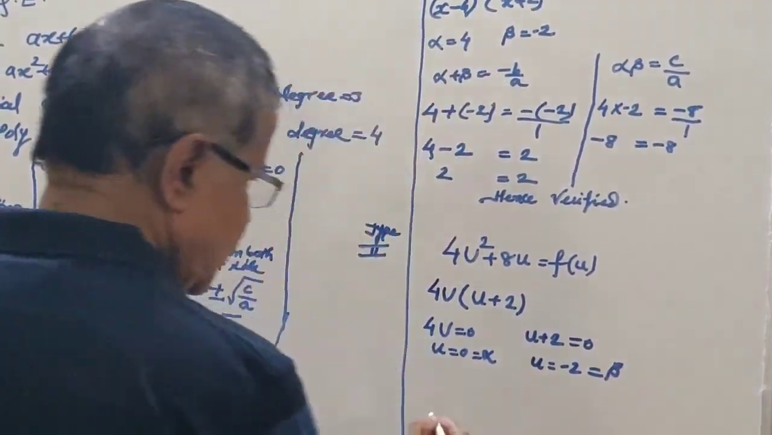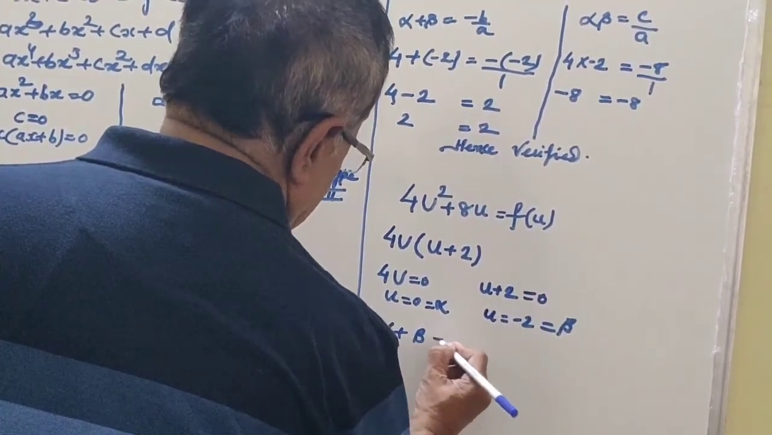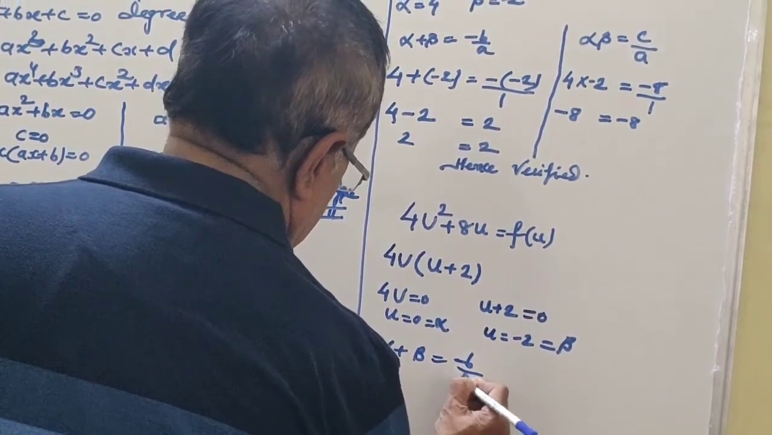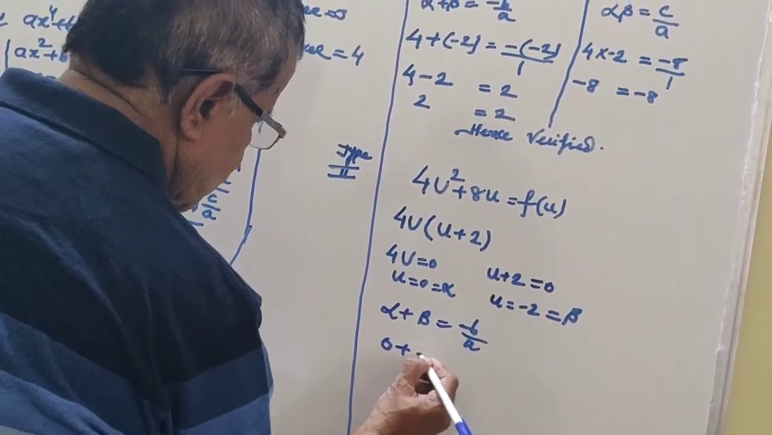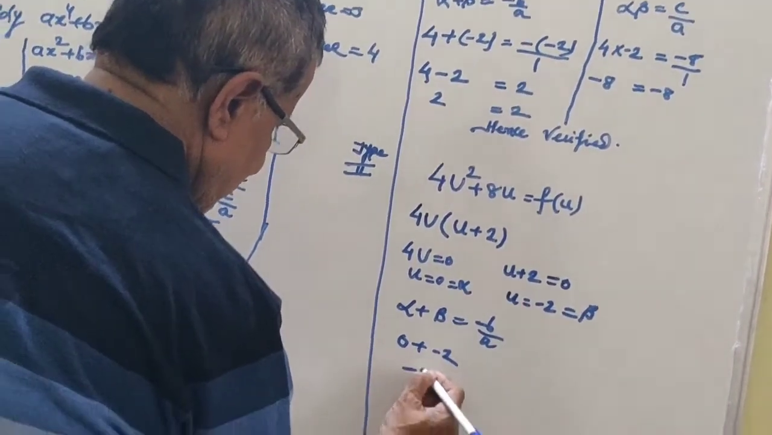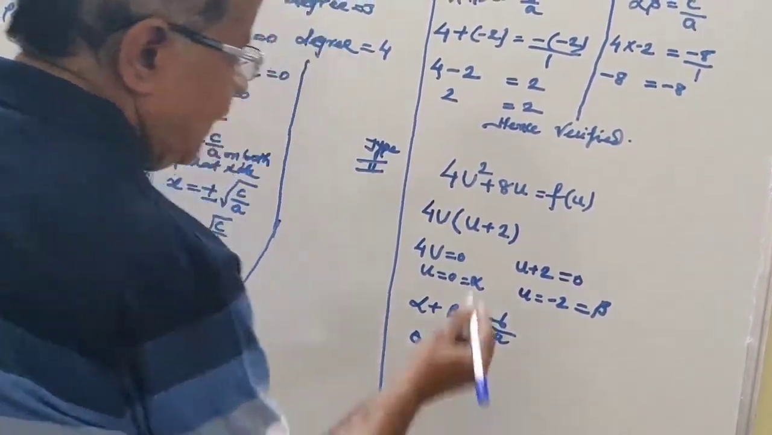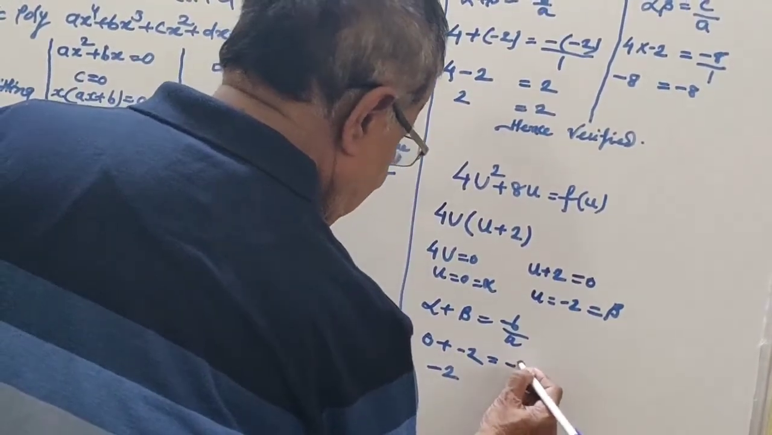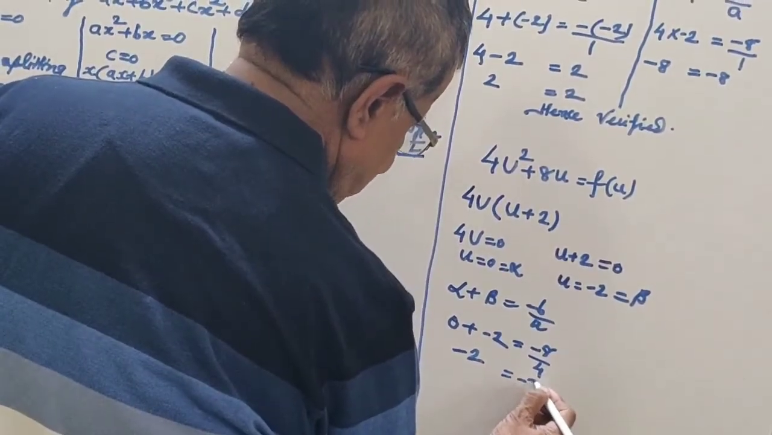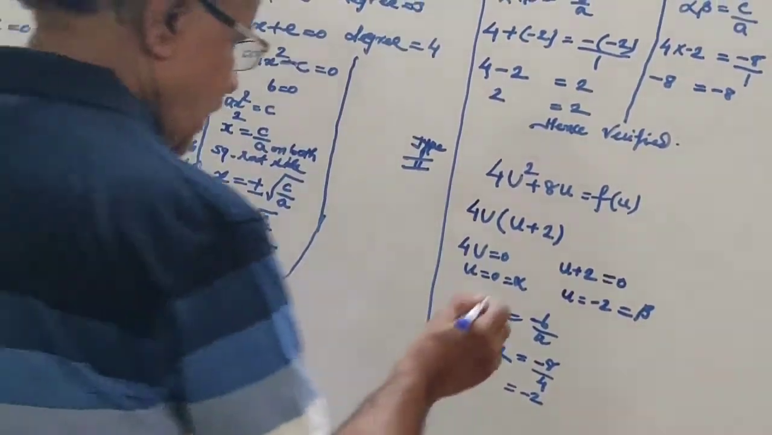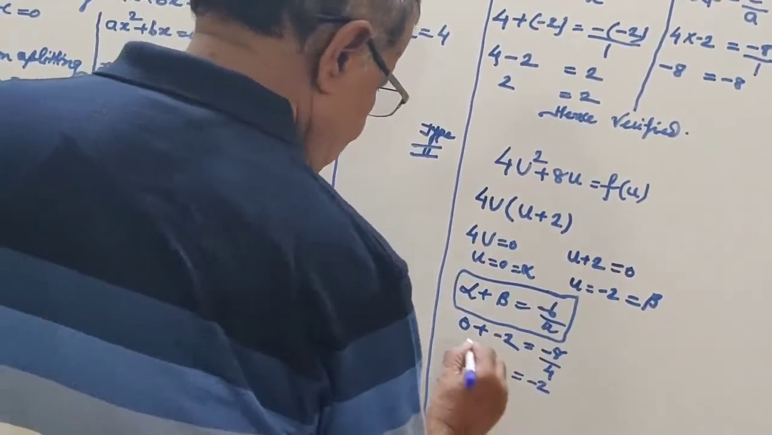Now I will go to alpha plus beta is equal to minus b by a. Alpha's value is 0, beta is minus 2, which means the answer will be minus 2. What is the value of b? b is 8, so minus 8 upon a, which is 4. That is equal to minus 2. It's verified: alpha plus beta is equal to minus b by a is verified.